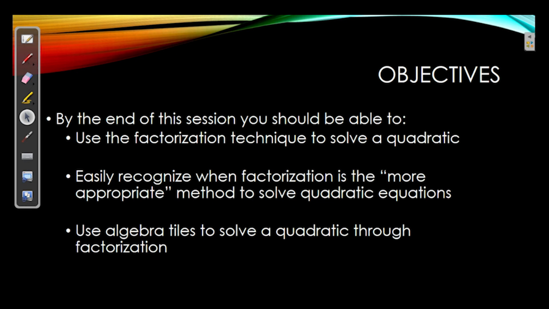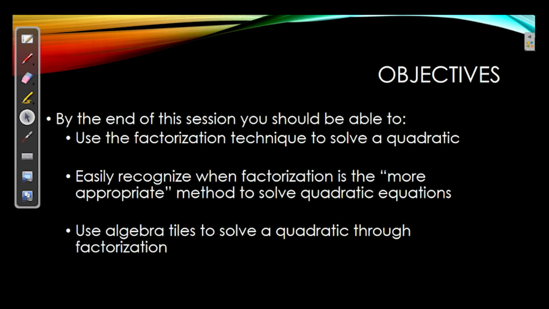In today's session, focusing on the factorization process, you should be able to use this process by the end of today's session to solve absolutely any quadratic as long as it can be factorized. By the end of this session, you should be able to identify anytime a quadratic can be easily factorized, thus enabling you to use the factorization process to solve that quadratic equation.